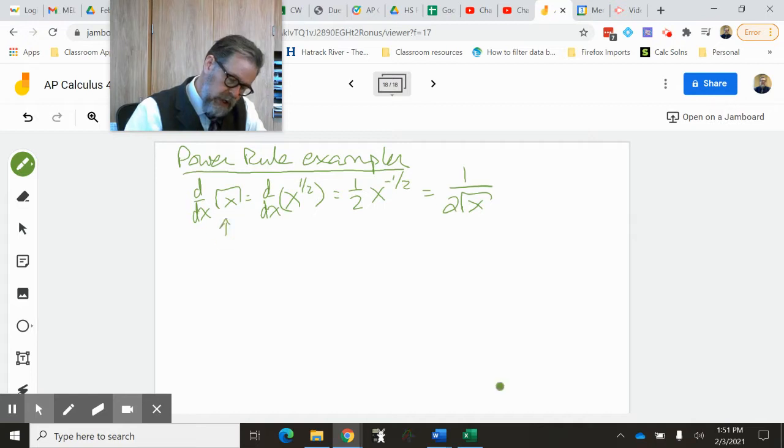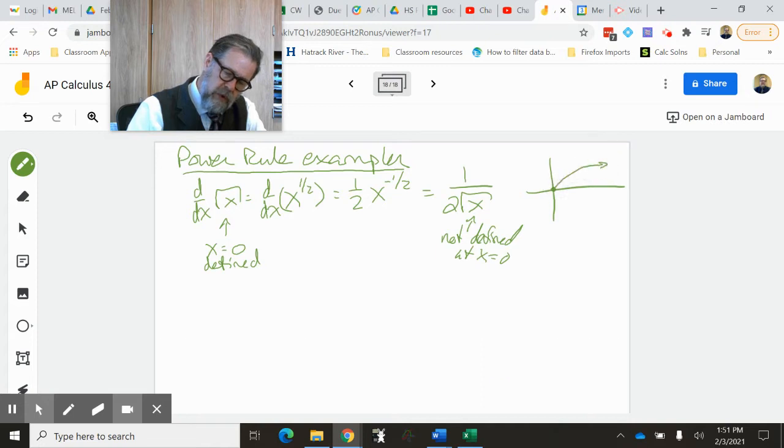Notice that this is defined at x equals 0, and this is not defined at x equals 0. And if we take a quick look at the graph, we see why. The function is equal to 0, but that's an endpoint, so the derivative is not defined.